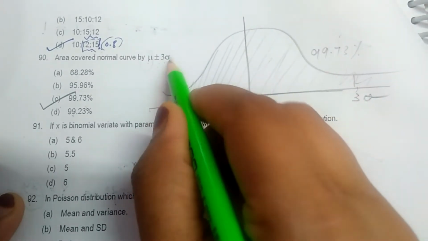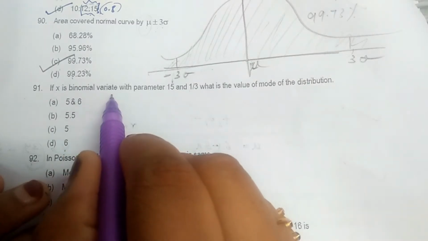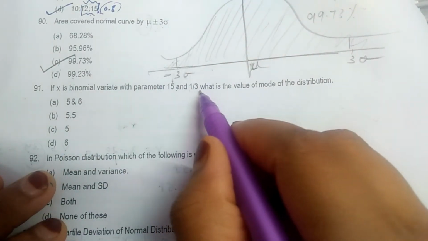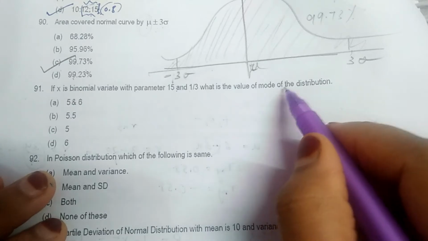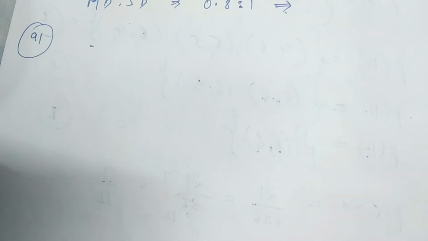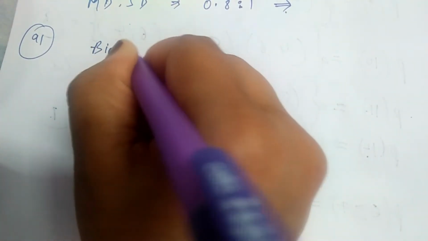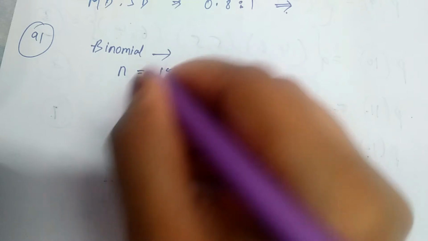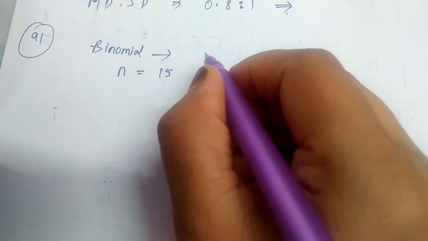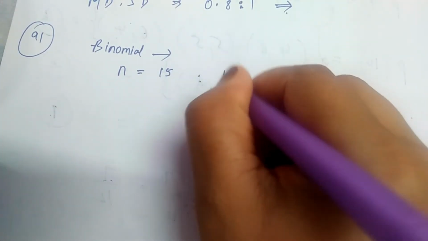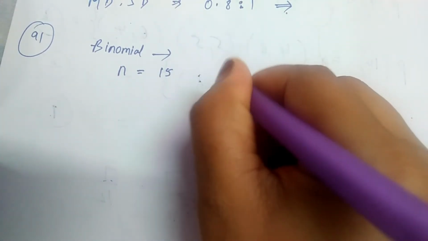Okay, next let's see. If x is a binomial variate with parameters 15 and 1/3, what is the value of the mode of the distribution? This is a problem of binomial theory. Let's see what is given. N is given as 15, the number of trials, and the probability P is given as 1/3.